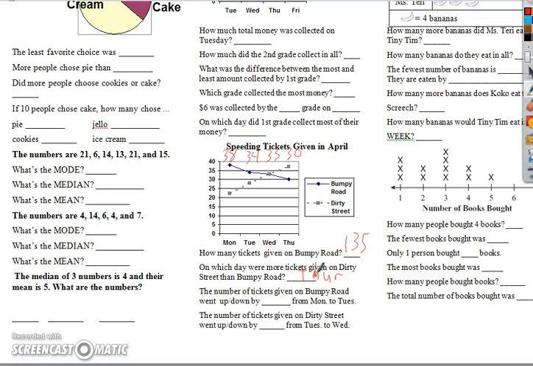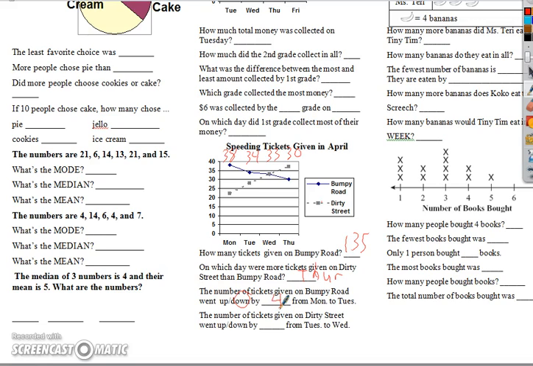The number of tickets given on Bumpy Road went up or down from Monday to Tuesday. Monday to Tuesday, Bumpy Road's blue, so we're going from here to there. It is definitely going down. Oh, and it wants to know by how many. So we already said from 38 to 34, so it's going down by 4.